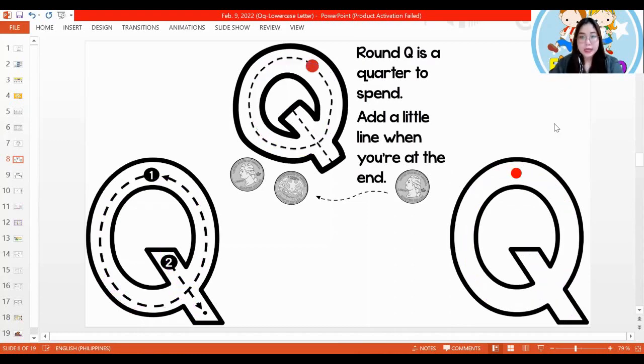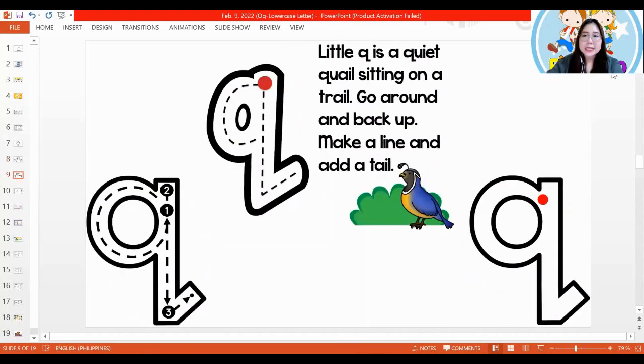Now, let's learn how to write lowercase letter Q. Little Q is a quiet quail sitting on a trail. Go around and back up, make a line, and add a tail. So, let's start at the top also. We make a small curve, then we go back up, straight line down, and add a tail. So it's a curve up.